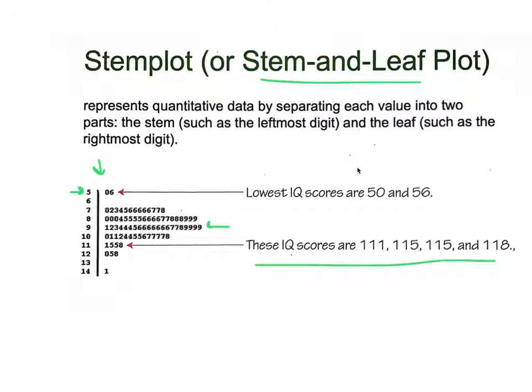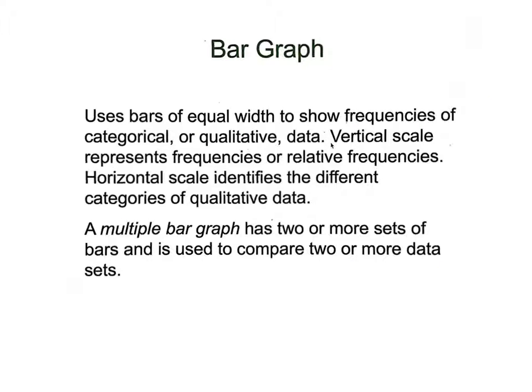Also think about it: if you turn that stem and leaf plot sideways, it would look just like a histogram. I think you can see what I'm saying, with the classes: the classes would be the 50s, 60s, 70s, 80s, and it'd be a perfect little histogram there. Nice chart. Bar graphs.